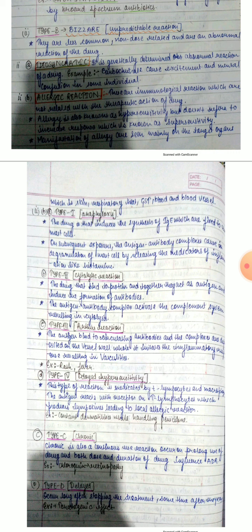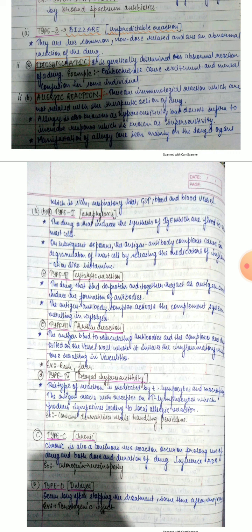The next class of adverse drug reaction is type C, the chronic adverse drug reactions, which are continuous use reactions. They occur on prolonged use of the drug, and both the dose and the duration of the drug influence the reaction. An example is chloroquine, which causes a chronic reaction, retinopathy, in which we are not able to see things.